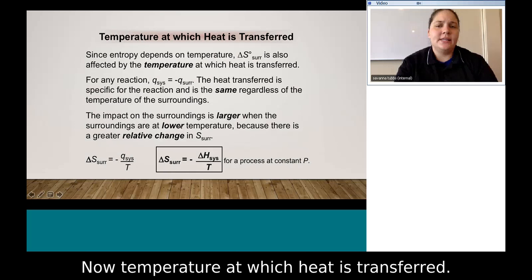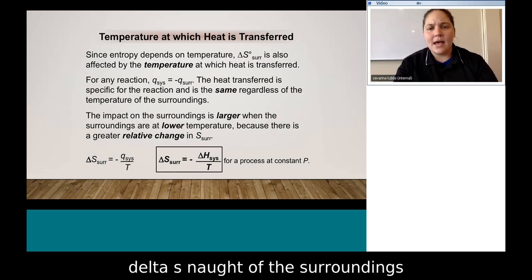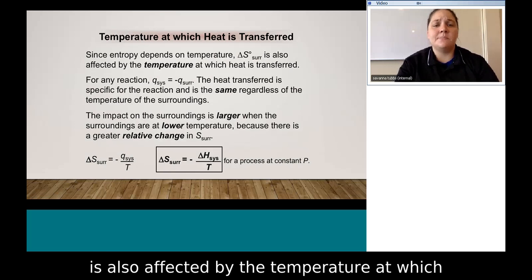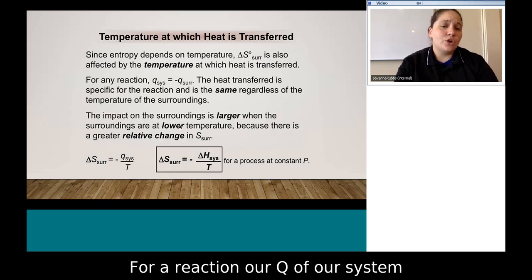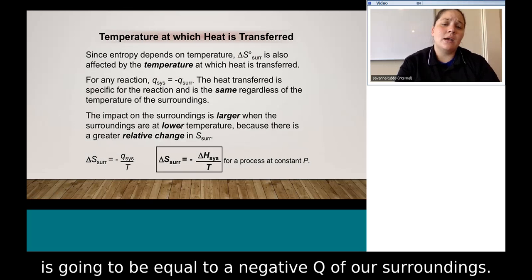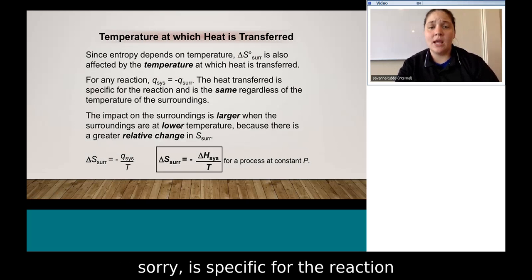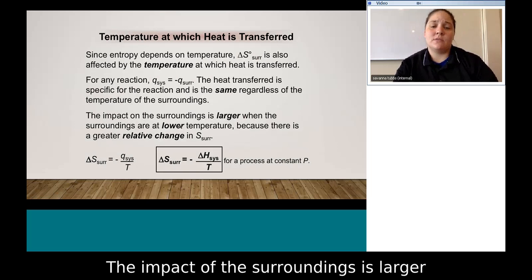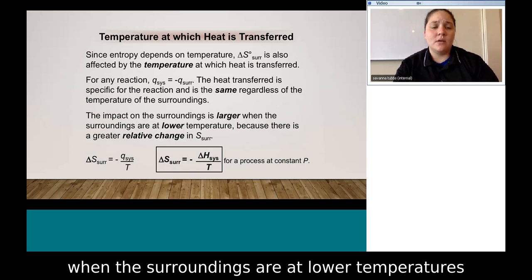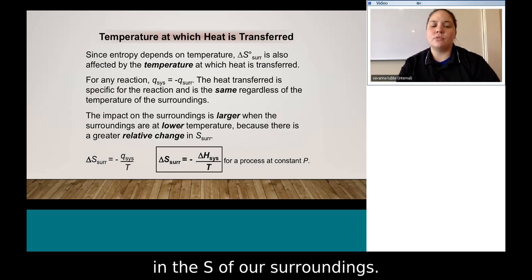Now, temperature at which heat is transferred. Since entropy depends on temperature, delta S naught of the surroundings is also affected by the temperature at which the heat is transferred. For a reaction, Q of our system is going to be equal to negative Q of our surroundings. The heat transferred is specific for the reaction, and is the same regardless of the temperature of the surroundings. The impact of the surroundings is larger when the surroundings are at lower temperatures because there is a greater relative change in the S of our surroundings.